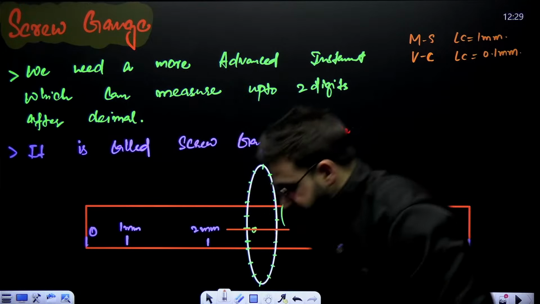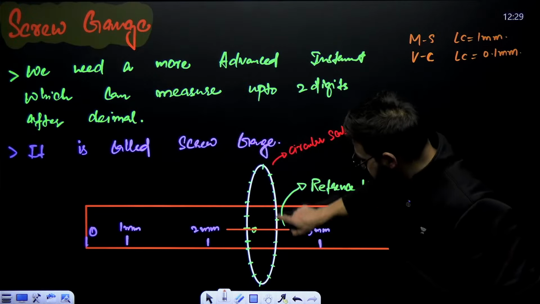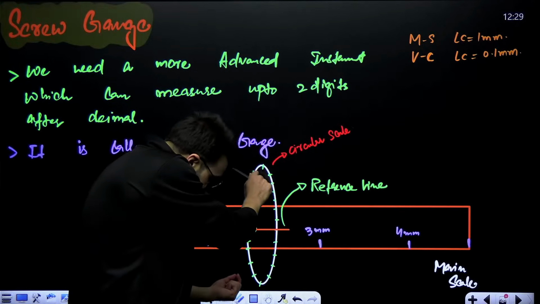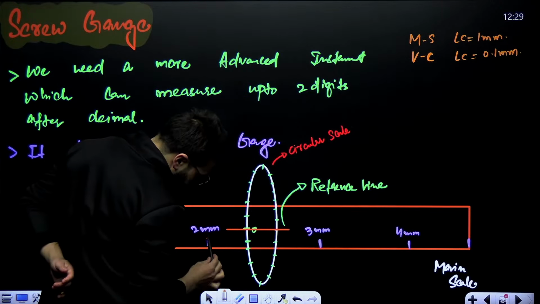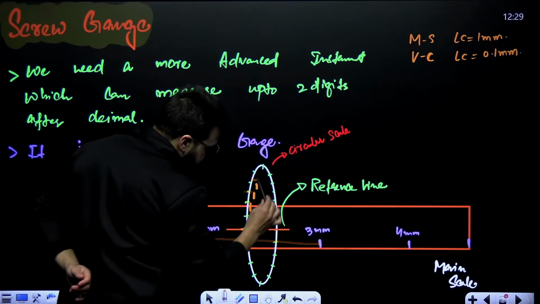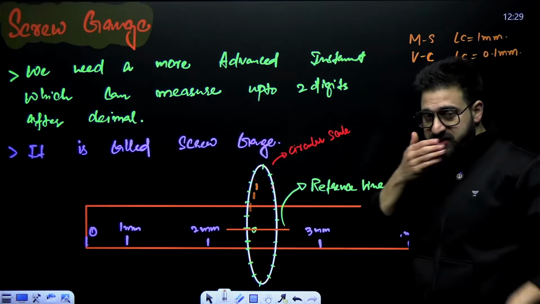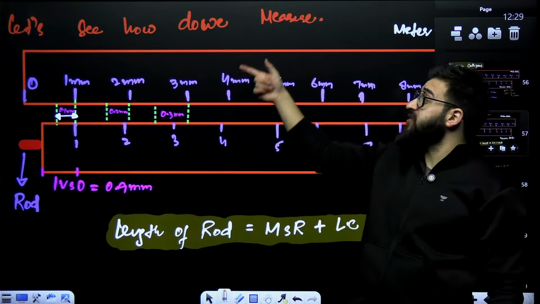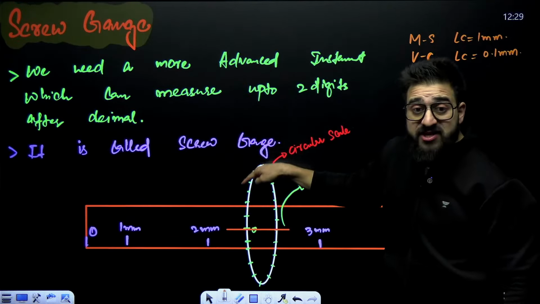Now guys, listen to me very carefully. This is the circular scale which we can rotate over here. From here to here is 1 mm. How many divisions are in the circular scale? There are a total of 100 divisions. Like in case of the vernier caliper, you said 10 divisions are equal to 9 divisions, similarly in case of the screw gauge, there are 100 divisions on the circular scale.